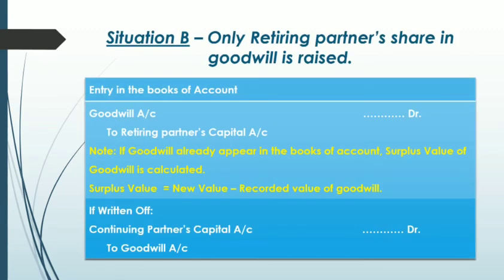The other situation given is, only retiring partner's share in goodwill is raised. The entry in the books of account will be goodwill account debit to retiring partner's capital account. In this case also we have to calculate the surplus value with the help of the formula, that is new value minus recorded value of goodwill. And if the goodwill is written off, the entry will be the same, that is continuing partners' capital account debit to goodwill account.